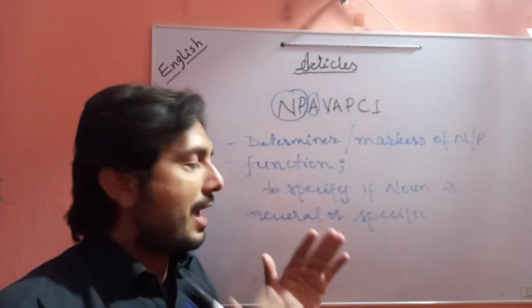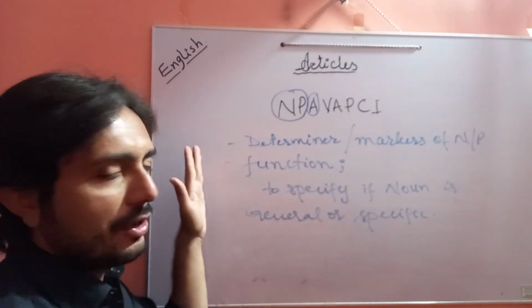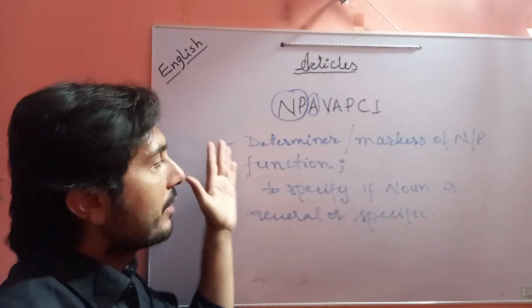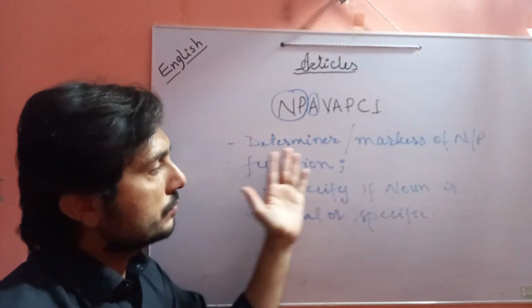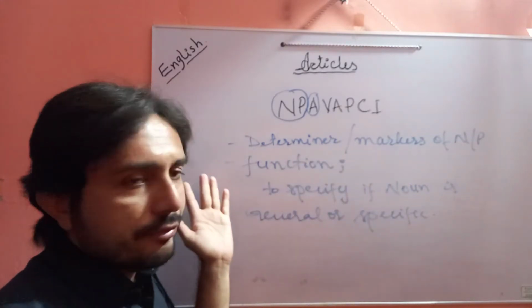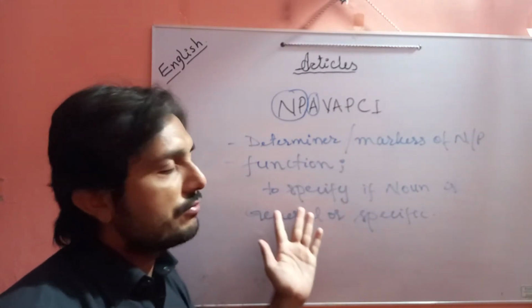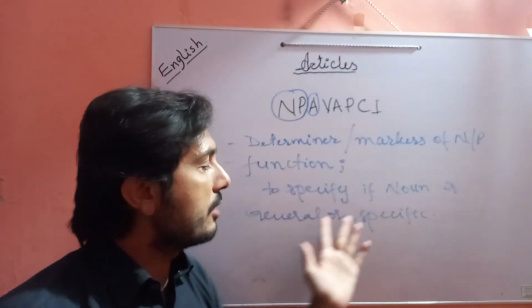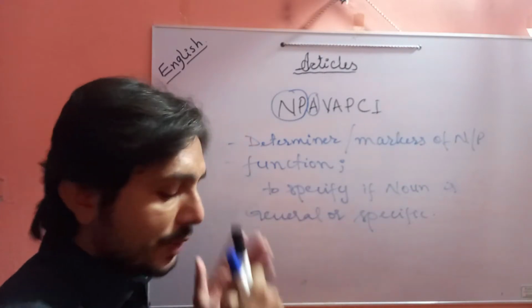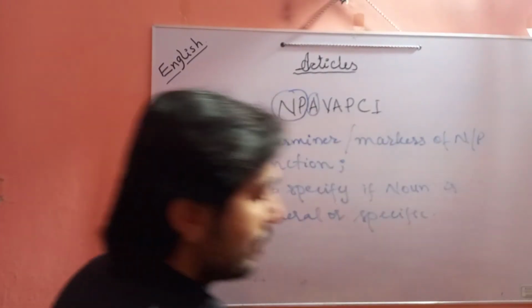After that definition, I hope you understood it. What are the articles? They are the determiners or the markers of the noun or pronoun, and they are used to specify whether a noun is specific or general. So let's move towards the types of these articles.